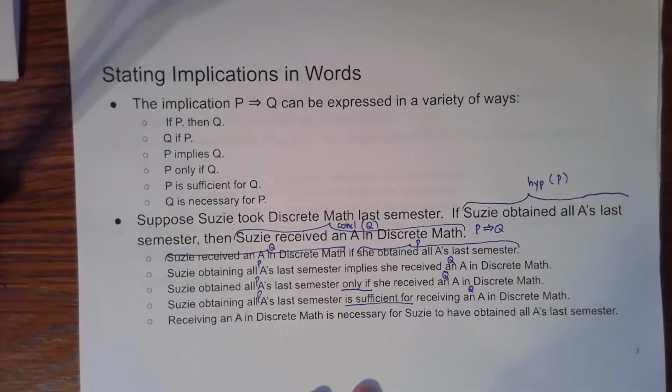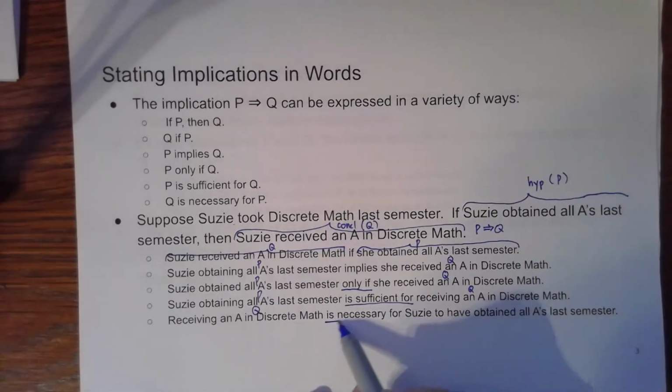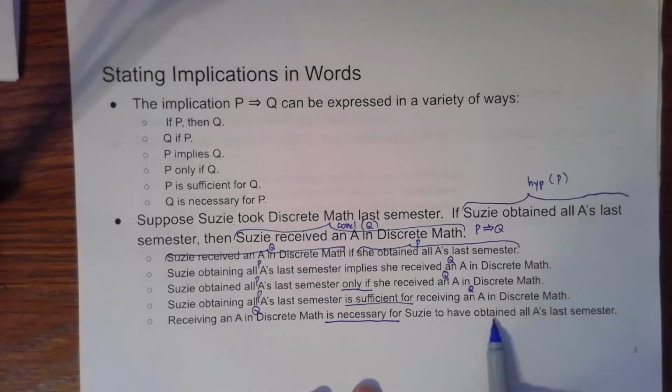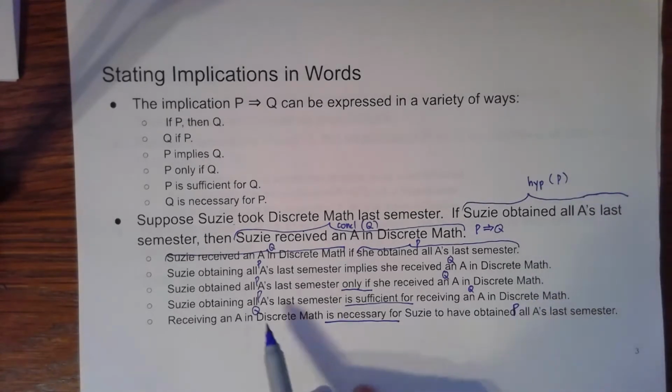And then our last one here, receiving an A in discrete math would be necessary for Susie to have obtained all A's last semester, right? This would be absolutely necessary. If she didn't get an A here, for all A's to happen. So here we have the A in discrete math, that's the Q. So here the Q comes first, that's necessary for, and then the all A's last semester, that's the P. So this one is our Q is necessary for P.